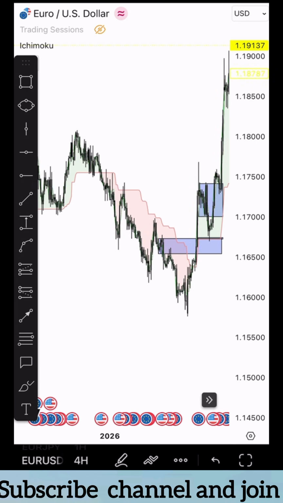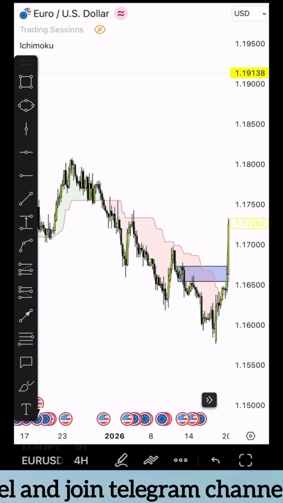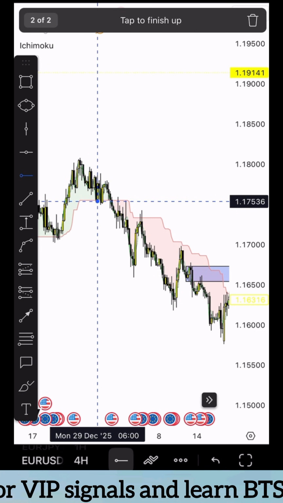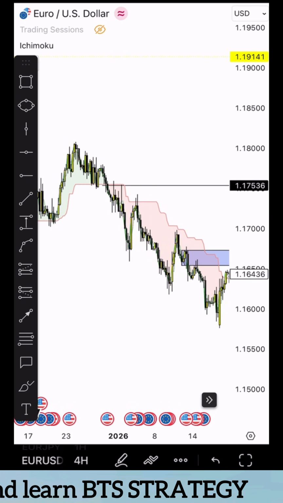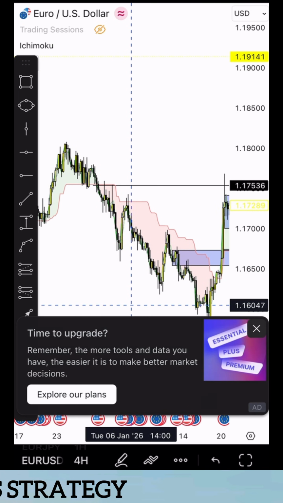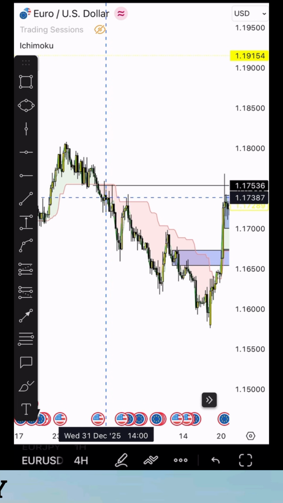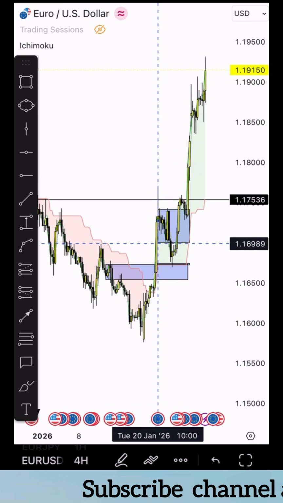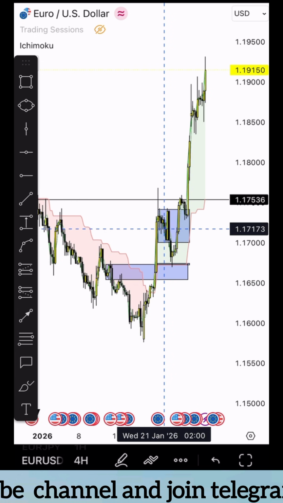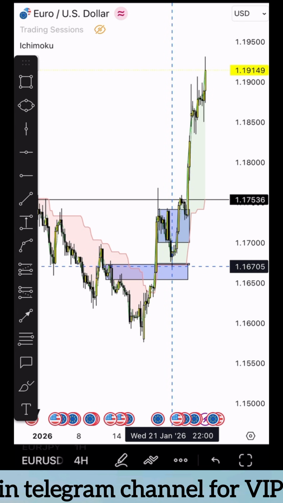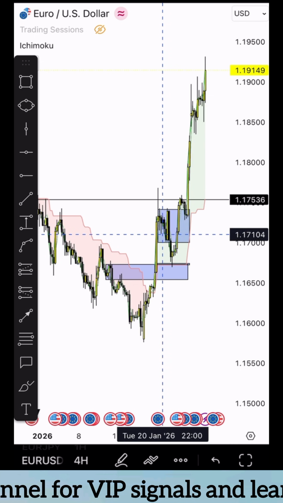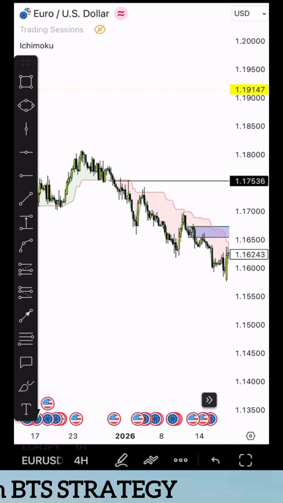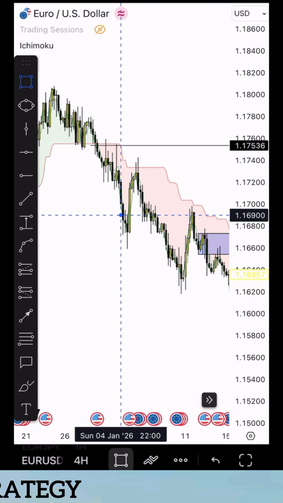So every time you have a crossover, this is very important as well. This becomes a strong area. The price has to come back and touch this. Look, price goes down and then comes back there, and from there you have another trade. Then where does it go? You have a few zones. This is the main zone, and then price comes back and touches that. Every time you just need to pay attention.